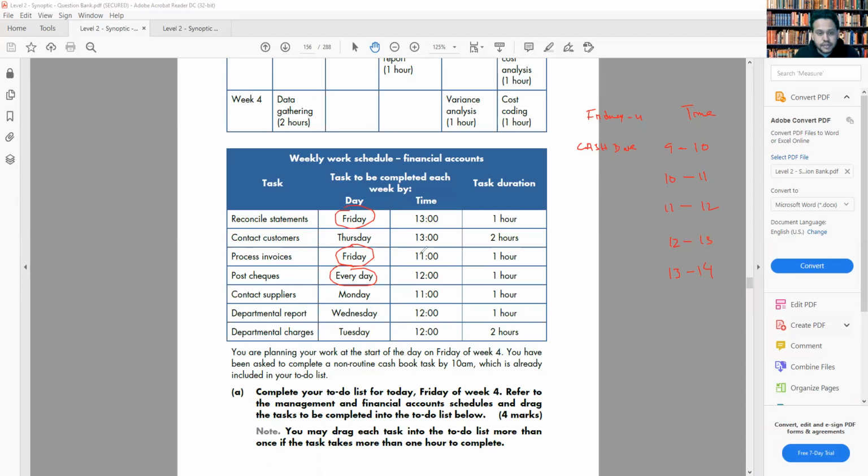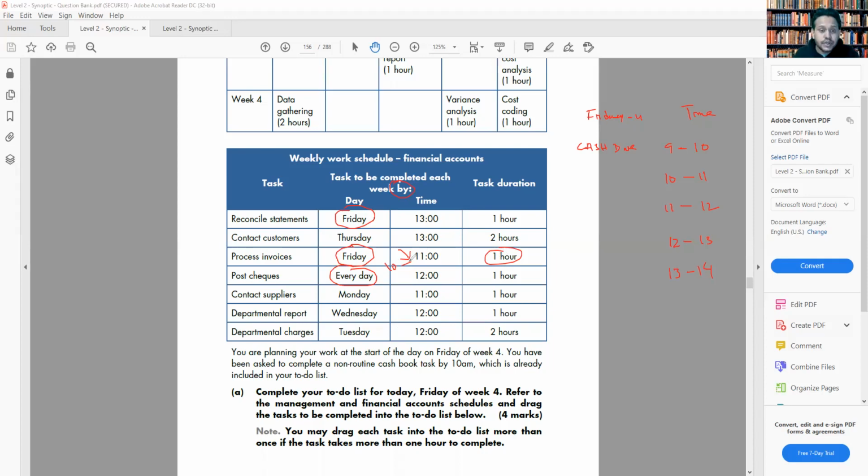They said finish by 11. Finish by 11 means 1 hour, so that means 10 to 11. I have to finish by 11 by 1 hour, so that means I start at 10 and finish at 11.